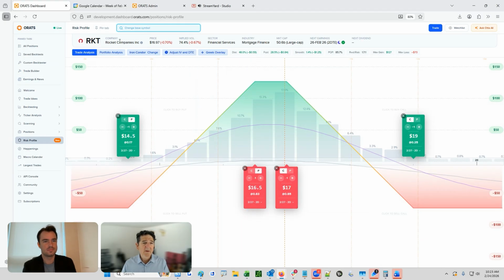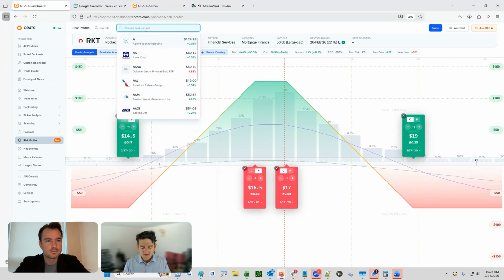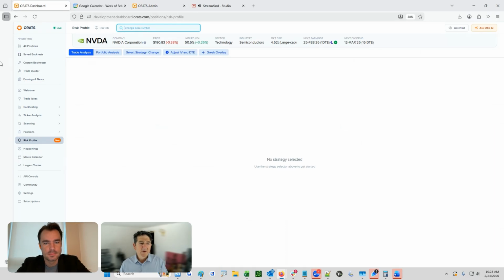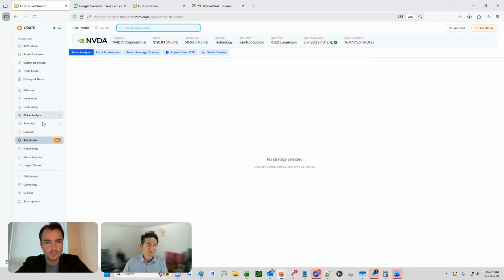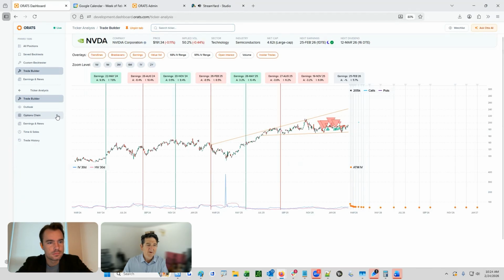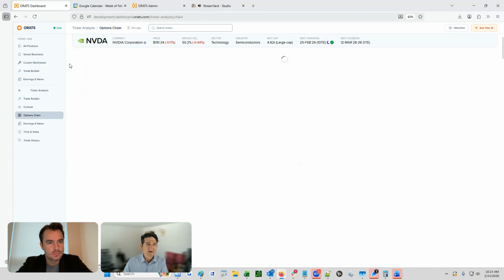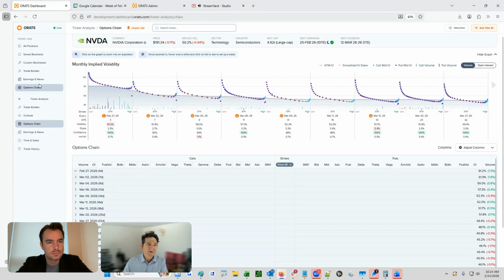And we could look at Nvidia as well. And there's no strategy here, so what we might want to do is go to the ticker analysis, go to the options chain, and again, you can pin this tab too, because I go to that quite a bit. So Nvidia, we could look at that as well.